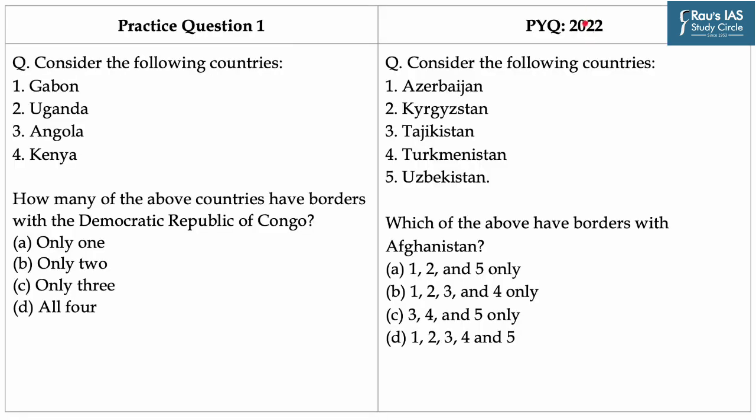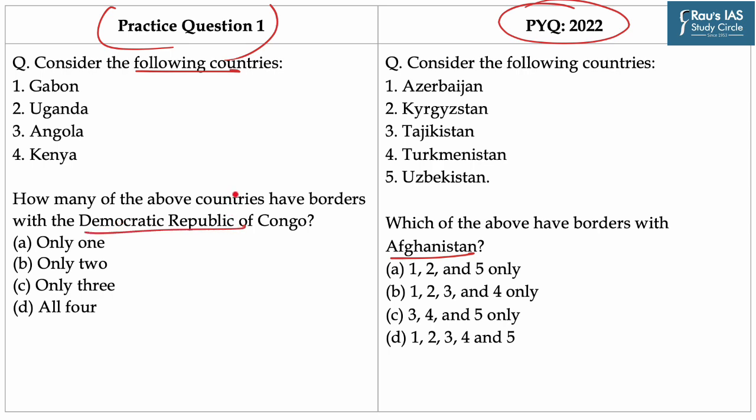Now, as you can see from this PYQ of the year 2022, places that have been in news are a key area of interest for UPSC, and map-based questions have appeared on them. On similar lines, here's practice question number 1. Consider the following countries: Gabon, Uganda, Angola, and Kenya. Now, how many of the above countries have borders with Democratic Republic of Congo?